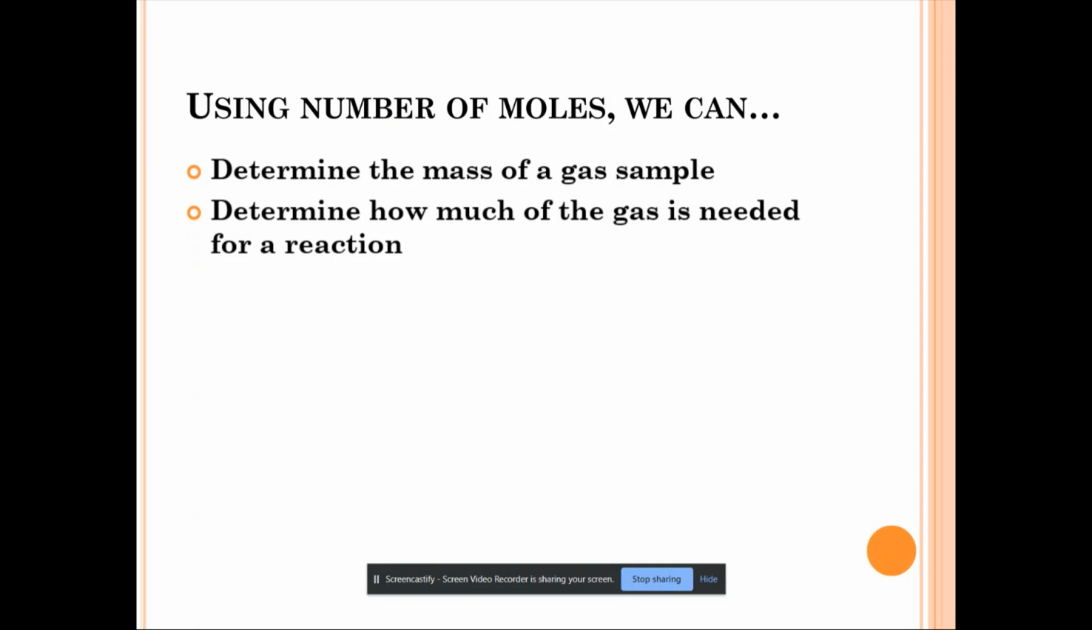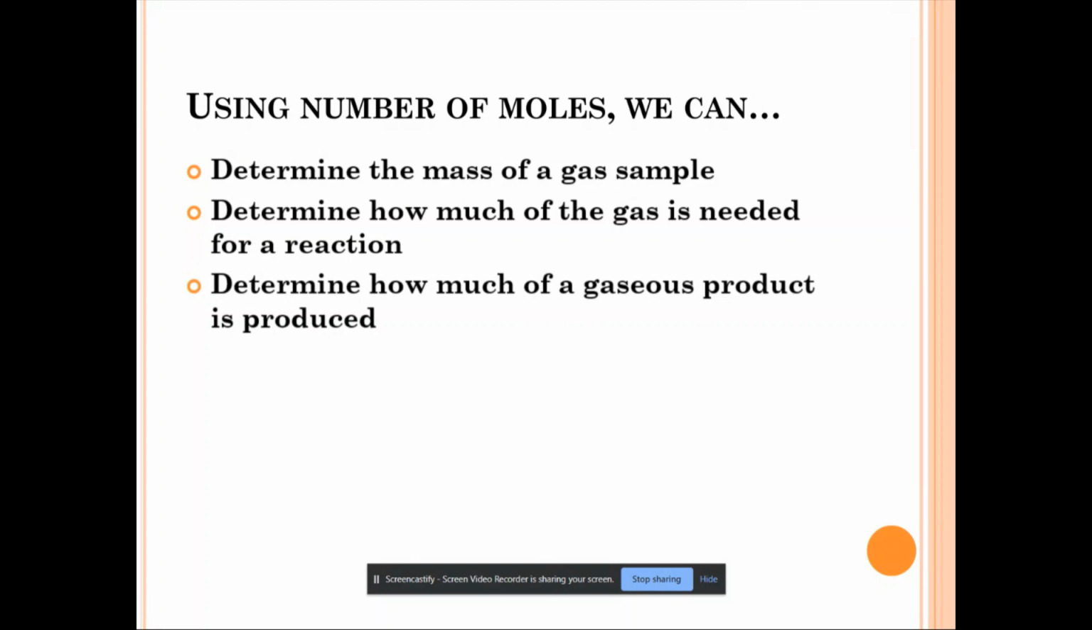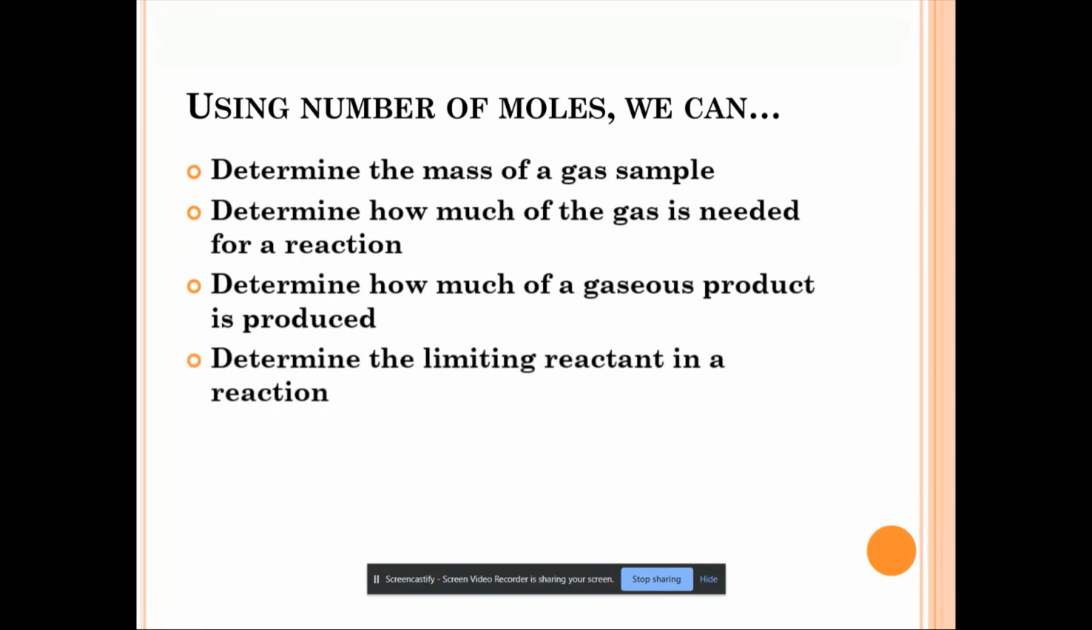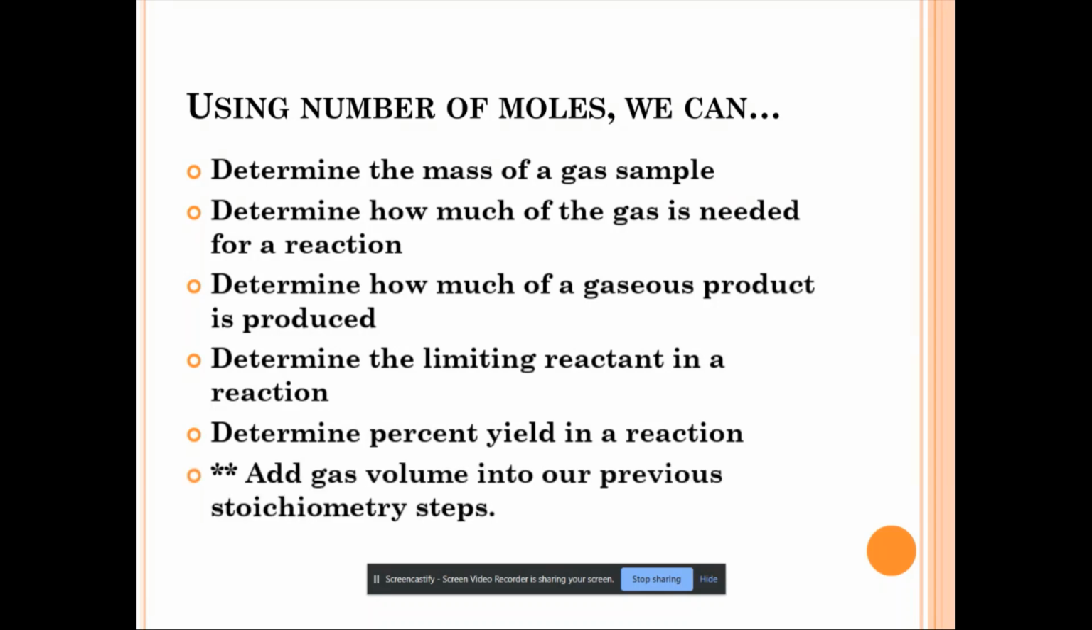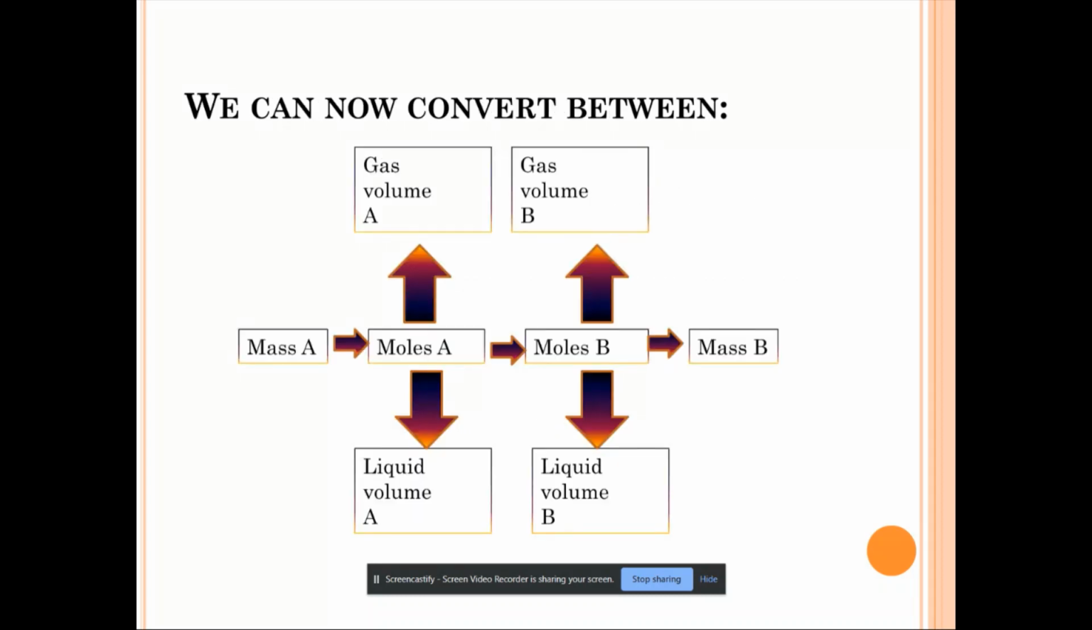We can determine how much of a gas is needed for a reaction. We can determine how much of a gaseous product is produced. We can do limiting reactant questions. We can do percent yield. So we can add gas volume into any of our previous stoichiometry type problems. So now we've got something that looks like this.